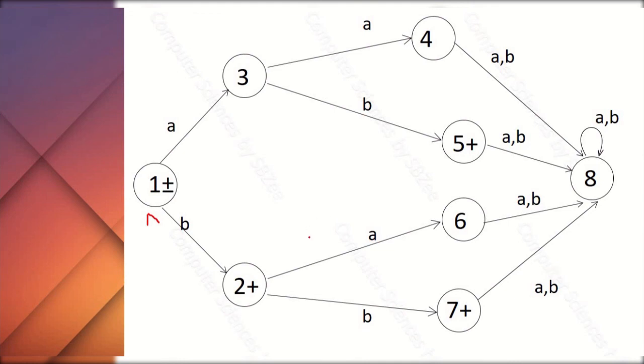This language accepts a single B, so we make state 2 a final state. This language accepts double B also, so after 2 transitions of B, we make that state a final state. This machine accepts A and B, so we make state number 5 a final state. Now all 4 words are accepted by this finite automata: lambda, single B, double B, and AB.